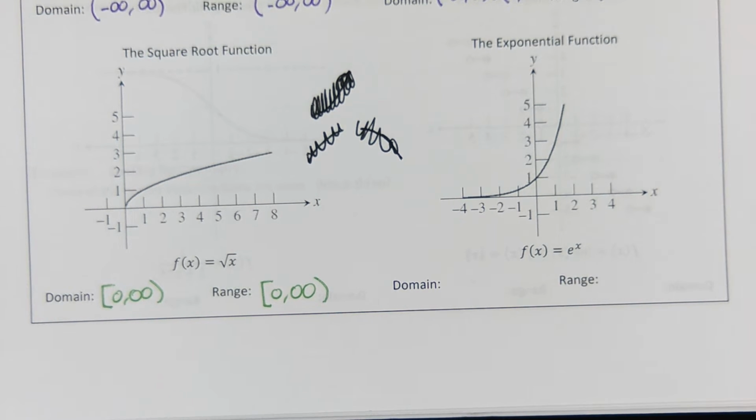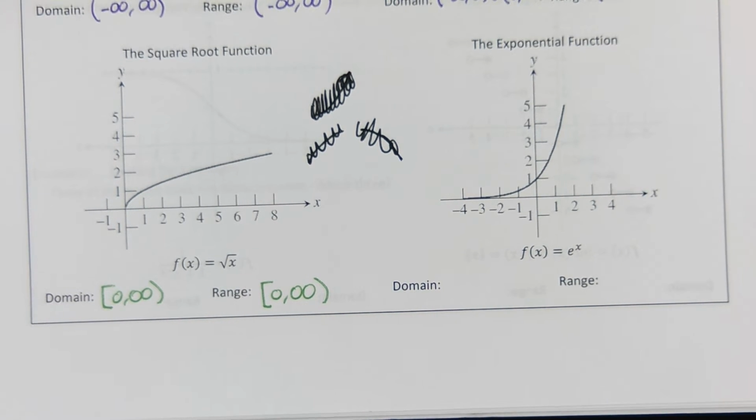Leonhard Euler is the mathematician that it's named after. I don't even know if he found it, but it's named after him. E is about 2.718-ish. It is irrational. It's like pi. It goes on forever with no pattern. It wasn't made up. It was discovered.